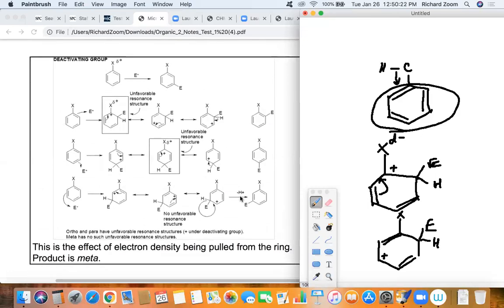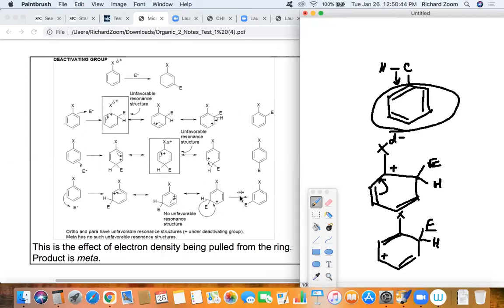All right, deactivating groups. Let's see. You'll notice that the resonance structures now are exactly the same as what we were dealing with for the activating groups. What's changing now is that what was favorable is now unfavorable. Now, what makes this unfavorable?